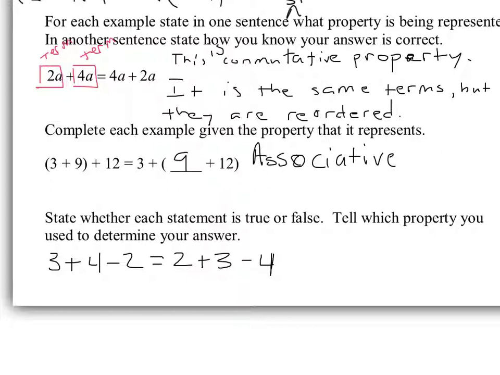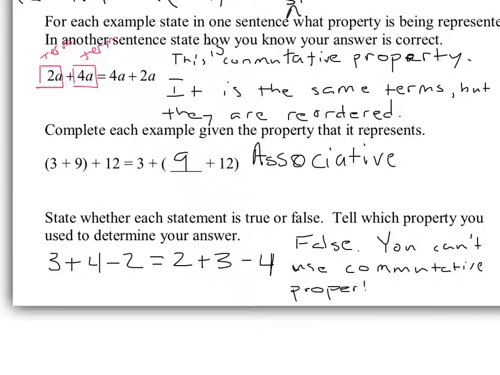Falsies. Crescent, why false? Perfect, and that's exactly what I would want you to write. This is false. And Crescent says you can't use commutative property with subtraction.